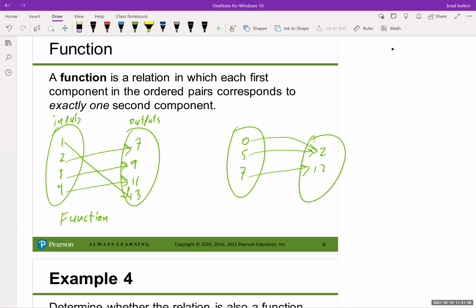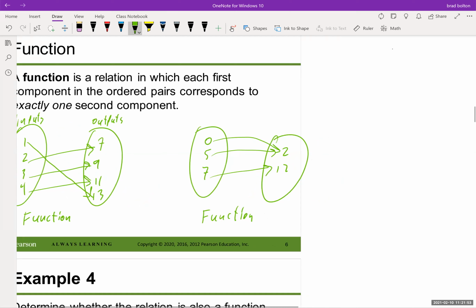So let's see if this is still a function. A function is a relation in which each first component in the ordered pairs corresponds to exactly one second component. So let's look. For 0, does 0 go to only one component? Yes, it goes to 2. Does 5 go to only one component? Yes, it goes to 2. Does 7 go to only one component? Yes, it goes to 12. This is still a function. Okay, but now let's look at another one.